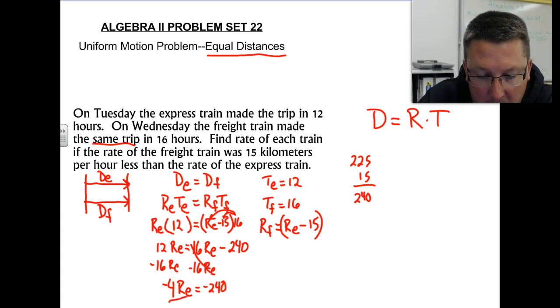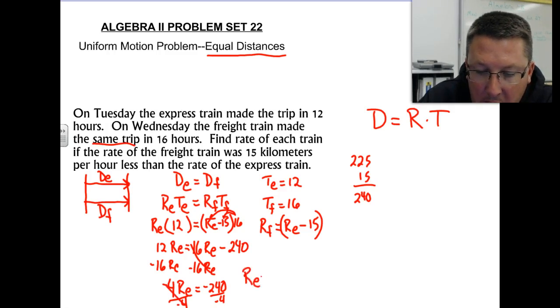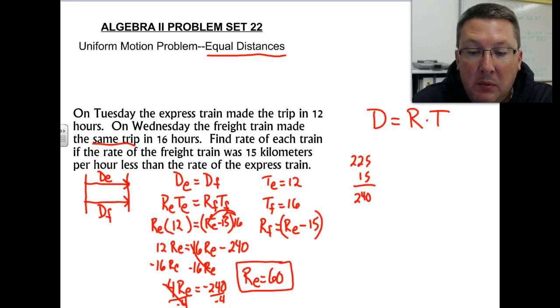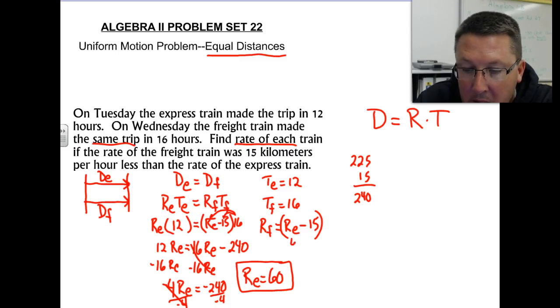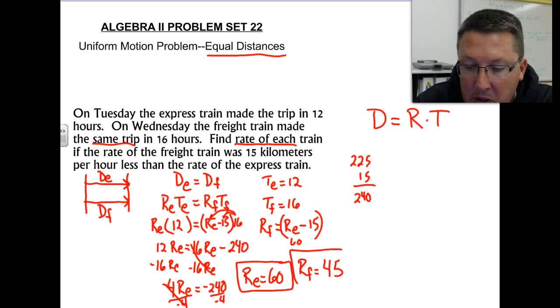And then we divide both sides by negative 4. Luckily, those negatives will cancel, and we get the rate of the express train is 60. That's 60 kilometers per hour. Okay, now the problem says find the rate of each train. I found the rate of the express train is 60. Now I can go in here, plug in a 60, and I can find the rate of the freight train. 60 minus 15 is 45 kilometers per hour.